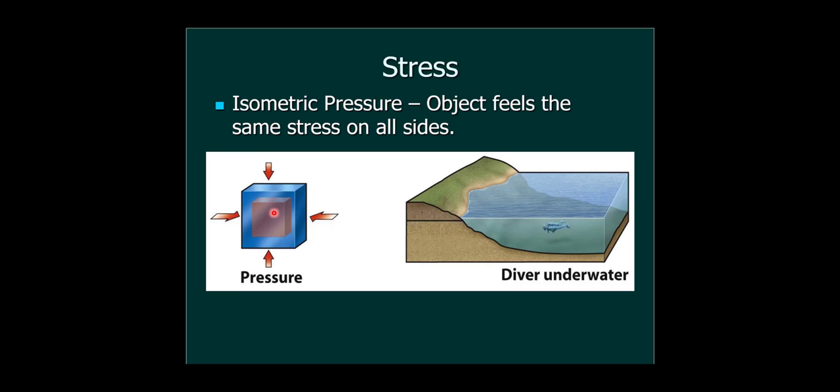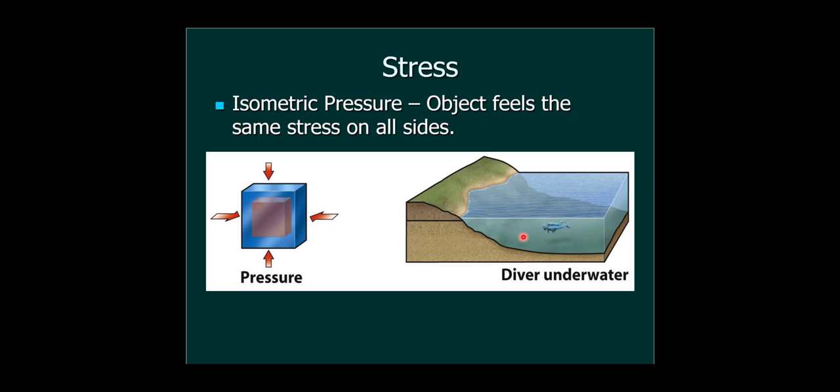And so the easiest way to think about isometric pressure or isometric stress is to think about water, right? Because this is something we've all had experience with. You go down in the water and the stress increases, but the pressure slash stress, same thing in this case, increases equally on all sides, right? When you go down in the water, you're not getting pressed down or from the side. You're getting compressed from all directions.